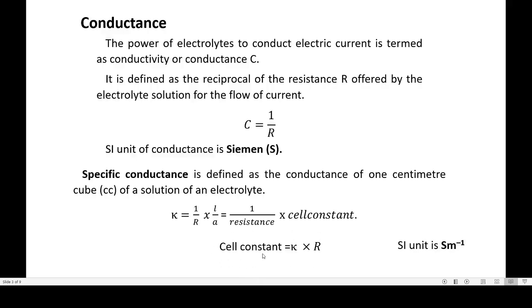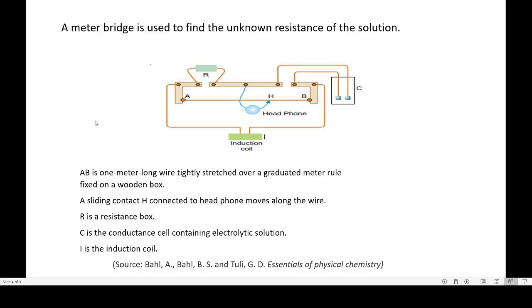So from this expression, if you know the value of specific conductance and resistance of the solution, we can calculate cell constant. Or if you know the value of cell constant and resistance of the solution, we can calculate specific conductance. So a meter bridge is used to find the unknown resistance of the solution, and the reciprocal of resistance gives conductance.